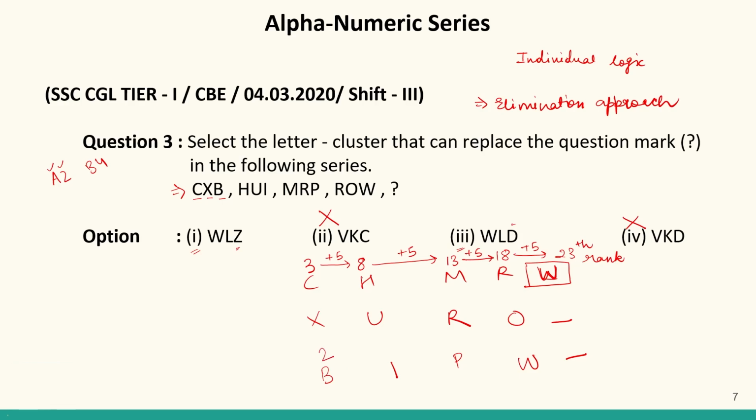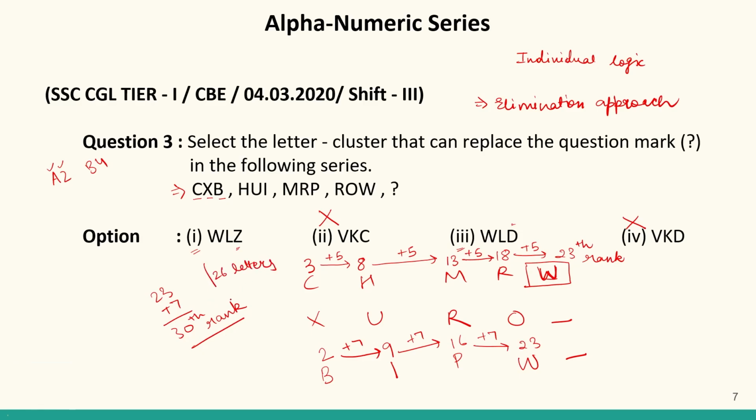B is ranked at 2, I is ranked at 9, P is ranked at 16, W is ranked at 23. So from 2 to 9, we are adding 7. From 9 to 16, we are adding 7. 16 to 23, we are adding 7. Now, if I add 7 to 23, I'll get 30. But do we have a letter on 30th rank? No, we don't. We only have 26 letters.